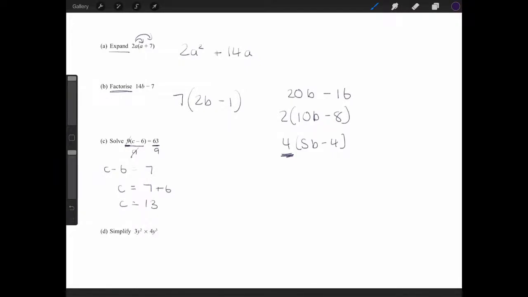And then finally, I've got this question which involves simplifying, okay? Now, if I was to write this out in its fully expanded form, it would be 3 times y times y times 4 times y times y times y. 3 times 4 is 12. Y times y times y times y times y is y to the power 5.